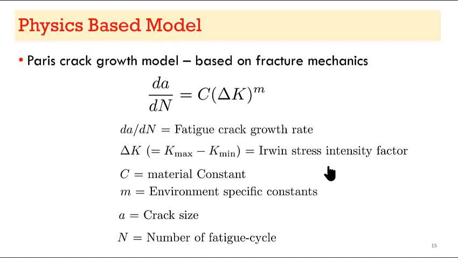A is the crack size and N is the number of fatigue cycles. If you see, using this expression we can calculate the crack size A at any given number of fatigue cycles N. So if I know the number of fatigue cycles, I can predict the crack size. So this is one approach: using fracture mechanics we model the degradation process and we can predict the future crack length.